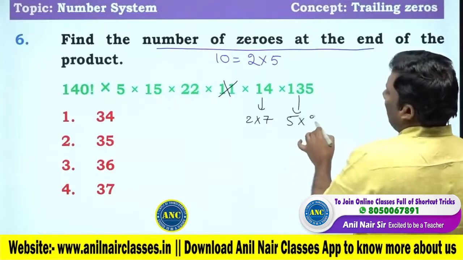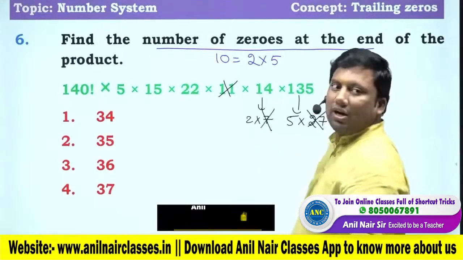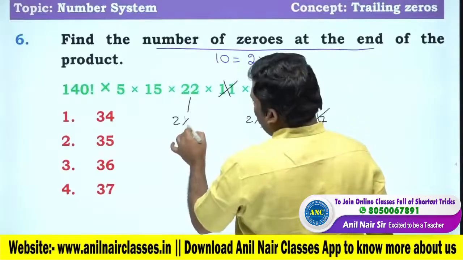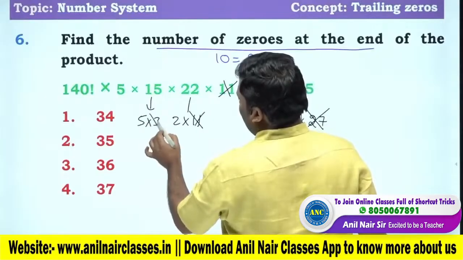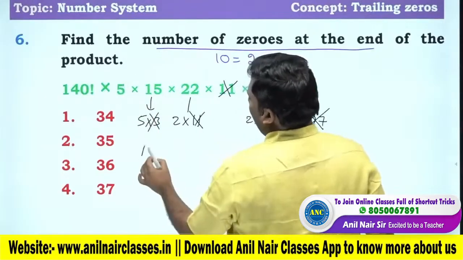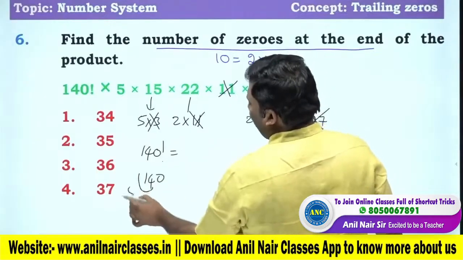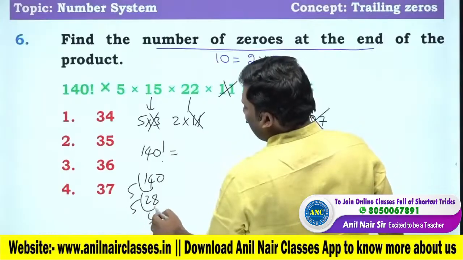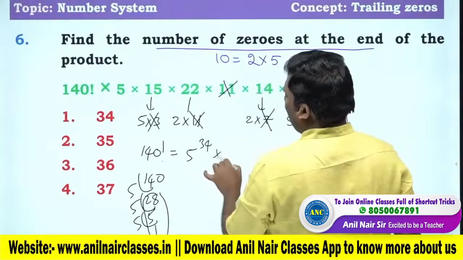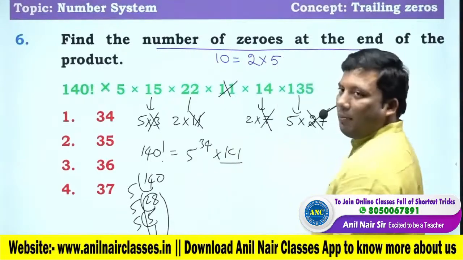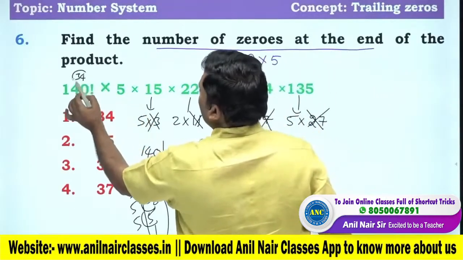135 is 5 into 27. 27 I don't require. 22 is 2 into 11. 11 I don't require. 15 is 5 into 3. 3 I don't need, 5 I need. 140 factorial. The highest power of 5 will be 5 28s are, 5 5s are, 5 1s are, which will be 5 power 34 into K1. The powers of 2 will be more. So here I got 34 5s.